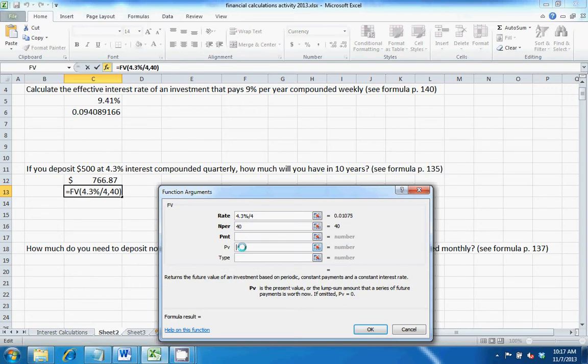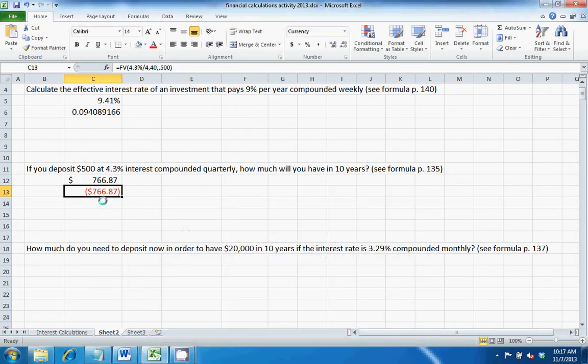So I get 766.87. That comes out as a negative, but that's okay. That just means if we're putting in 500, that means we're going to take out 766.87 in 10 years. So don't worry, because that's negative.